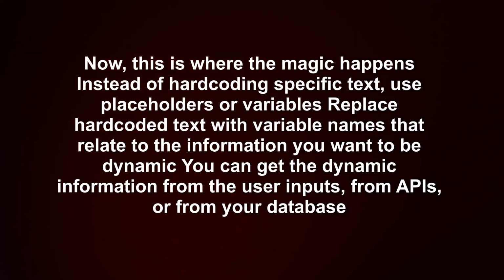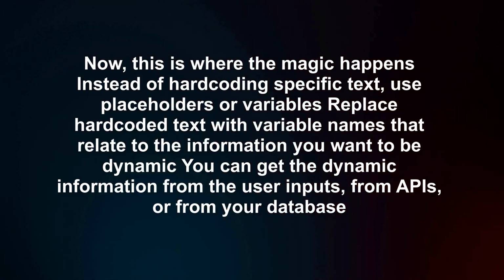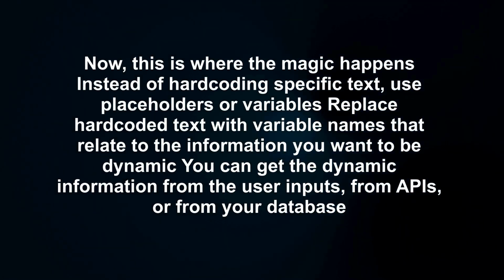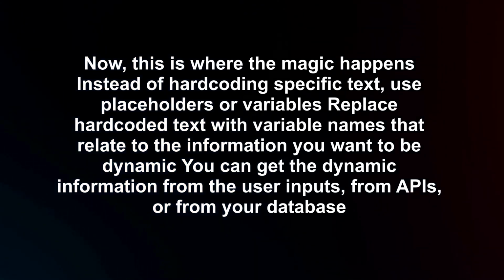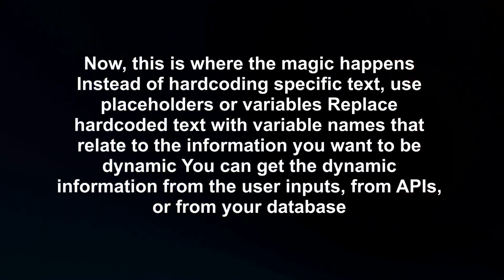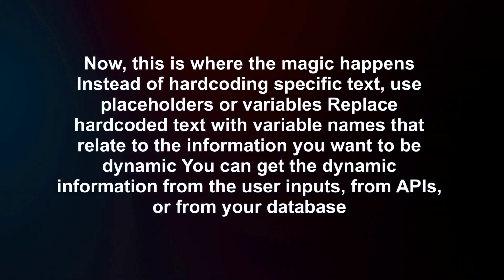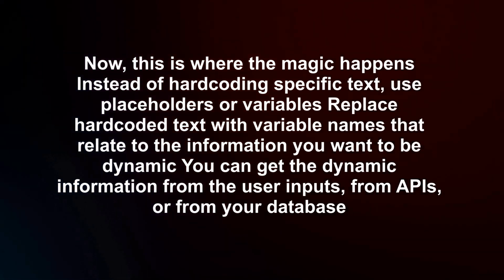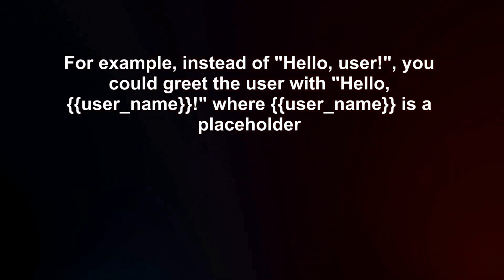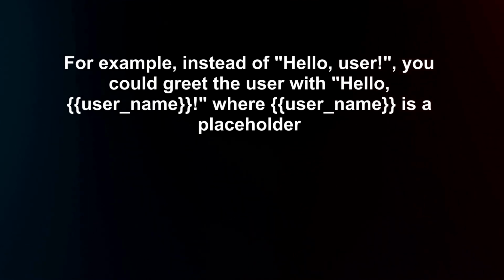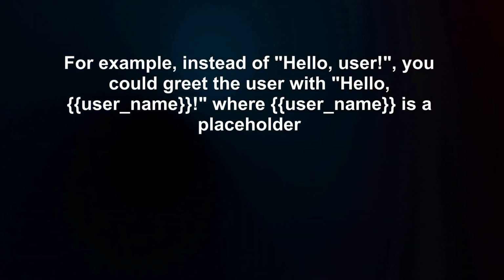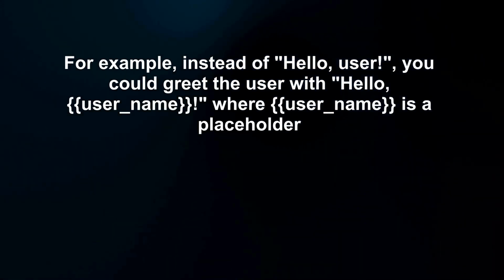Now, this is where the magic happens. Instead of hard-coding specific text, use placeholders or variables. Replace hard-coded text with variable names that relate to the information you want to be dynamic. You can get the dynamic information from user inputs, from APIs, or from your database. For example, instead of "hello, user," you could greet the user with "hello, user_name," where user_name is a placeholder.